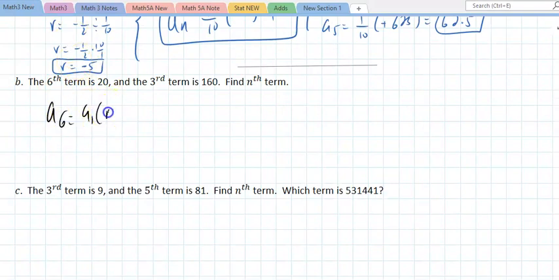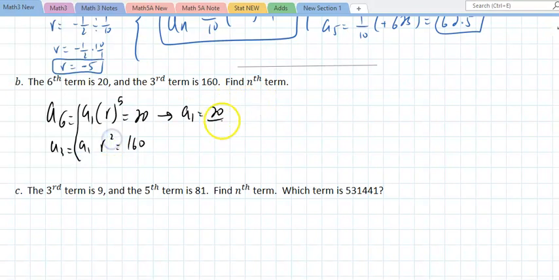And here, the sixth term, a sub 6, is a sub 1 times r raised to the 6 minus 1, which is 5. That's 20. And the third term, a sub 3, is a sub 1 times r, 3 minus 1 is 2, is 160. Now, I could do a couple of things. I could use substitution. I could say, look, a sub 1 is 20. So this is a system of equations.